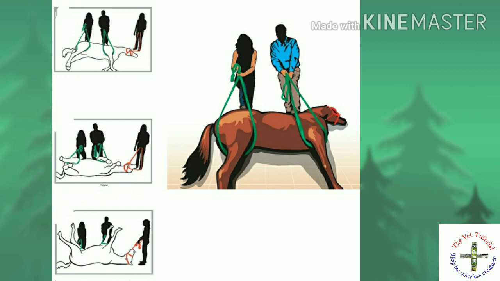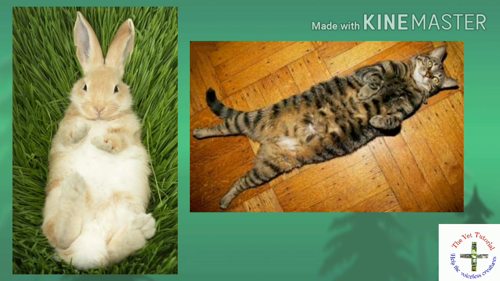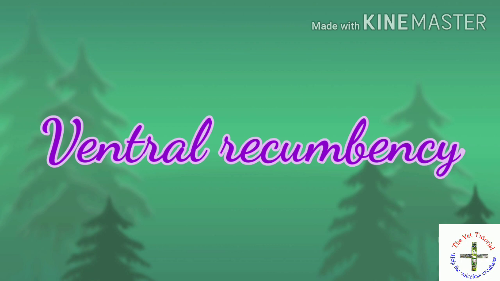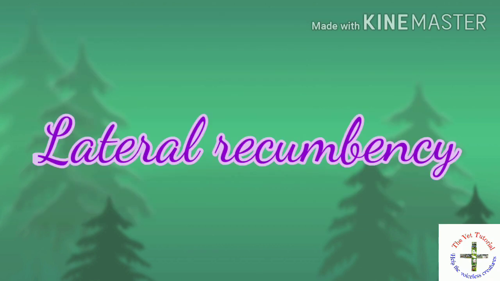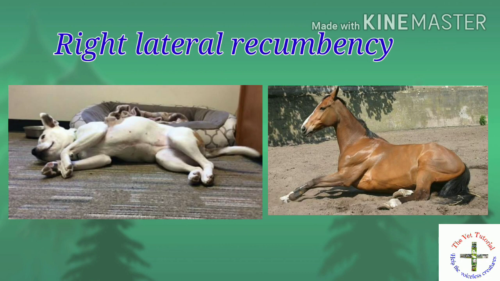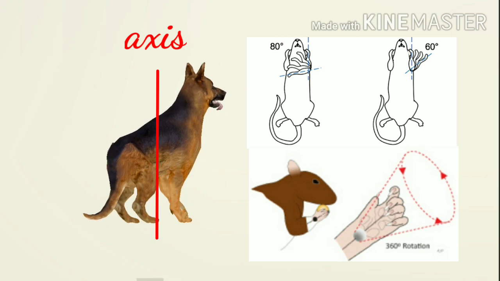A modifying term is used to describe the surface on which the animal is lying. For example, dorsal recumbency means the animal is lying on its back, in which the face is upward. And ventral recumbency means an animal is lying on its ventral surface or its belly. If the animal is lying on its sides, it is called lateral recumbency. On the right side it is called right lateral recumbency, and on the left side it is called left lateral recumbency. And the last term is rotation, which means turning or movement of the body around its axis.